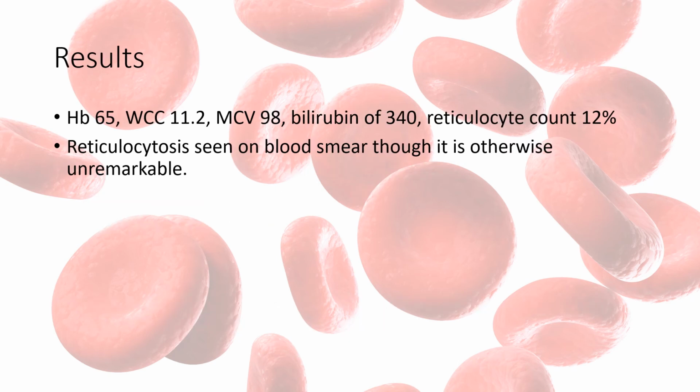She is profoundly anemic on the blood test with a hemoglobin of 65, however a normocytic anemia with an MCV of 98. Her white cell count's mildly elevated at 11.2, however she does have a positive hemolytic screen with an elevated bilirubin of 340 with a reticulocyte count as well of 12. You also do a peripheral blood smear and you see that there is reticulocytosis, but no other abnormalities are noticed.